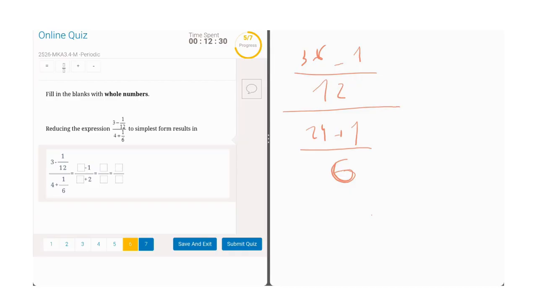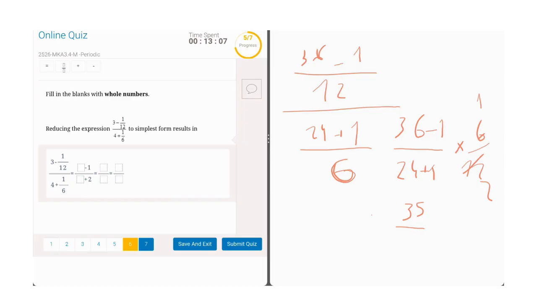Then they move. I think what they do is they do 36 minus 1 over 24 plus 1, multiplied by 6 over 12, I think, or 12 over 6, I'm not sure. So they cancel out 1, 2, and then they'll make it like this. And then they'll do 35 over 48.